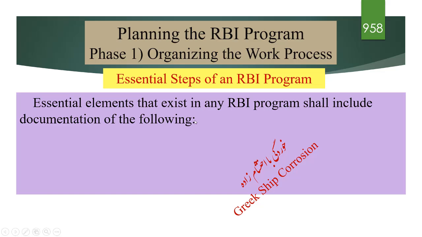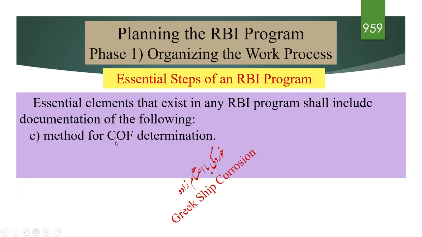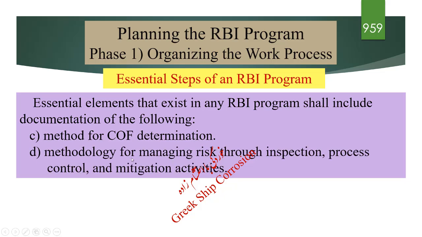Essential elements that exist in any RBI program shall include documentation of the following: A. Management systems for maintaining documentation, personnel qualification, data requirements, consistency of the program, and analysis update. B. Method for probability of failure determination. C. Method for consequence of failure determination. D. Methodology for managing risk through inspection, process control, and mitigation activities.